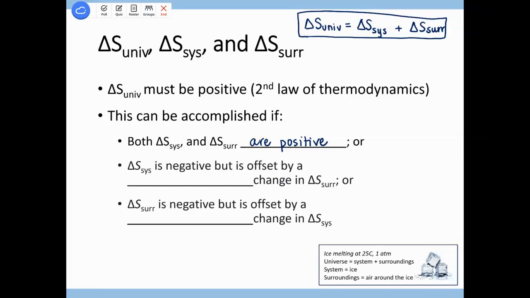Or if you have a system that's decreasing in entropy, like water forming ice, a liquid becoming solid, that system is decreasing in entropy. That's a negative delta S of the system. That is offset by a larger positive change in delta S of the surroundings. We'll see an example of that. And delta S of the surroundings could be negative, but is offset by a larger positive change in delta S of the system.